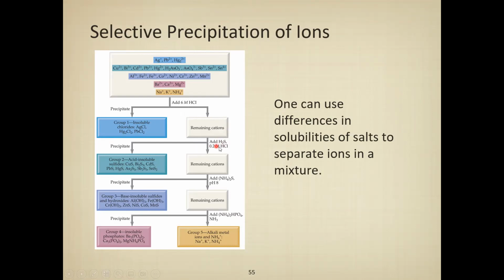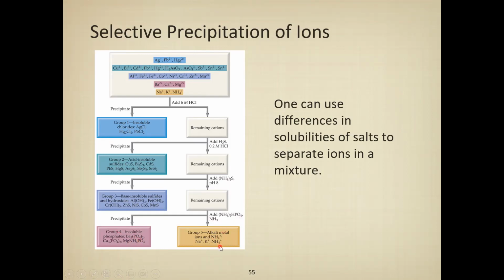So we could come through and add hydrogen sulfide in hydrochloric acid. And what we'll see is we'll get these insoluble sulfur compounds to undissolve, basically, to precipitate out. And then we could filter those. Still have some remaining cations. So we could add ammonium sulfide in a basic solution. And then what we'll see is the insoluble hydroxides, those insoluble sulfides, are then going to precipitate out. Continue through, we can add this phosphate-containing compound to isolate those.